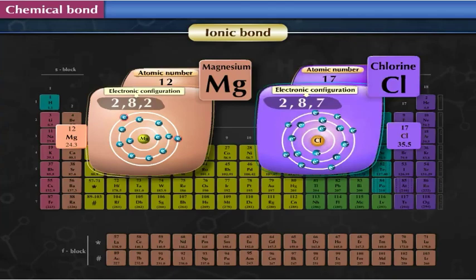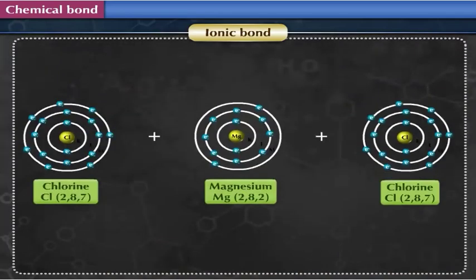Magnesium has 2 electrons in its outermost shell and thus its valency is 2. We have seen the electronic configuration of the element chlorine. It is 2, 8, 7. The valency of chlorine is 1. Magnesium loses 2 electrons which are accepted by the 2 chlorine atoms.